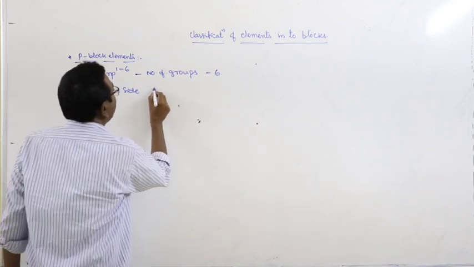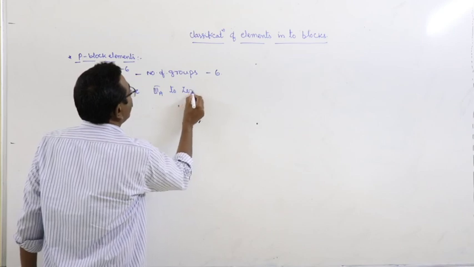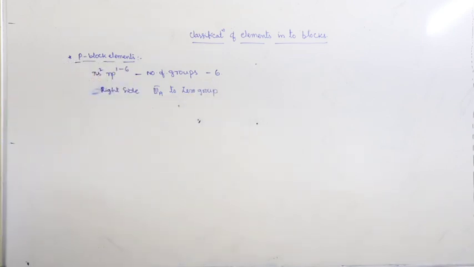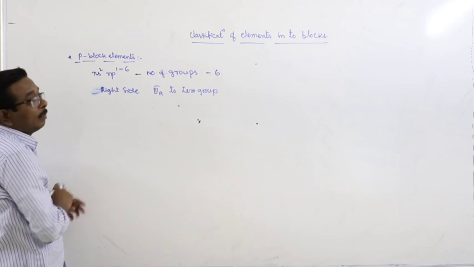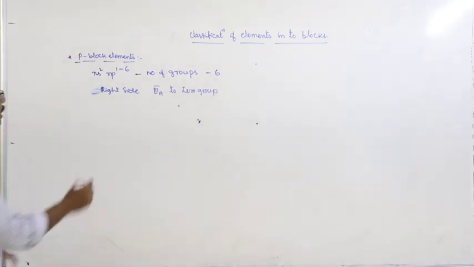The elements from 3A to 0 group come under the P block, and this is the general electronic configuration. But what about the oxidation states that are shown by P block elements?